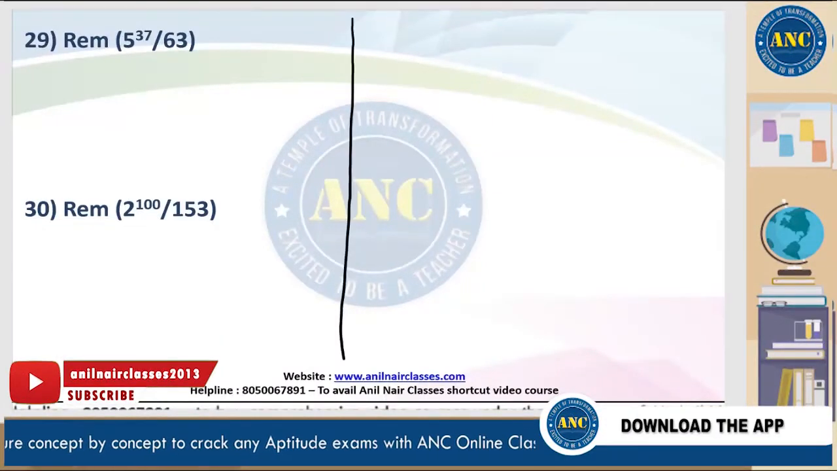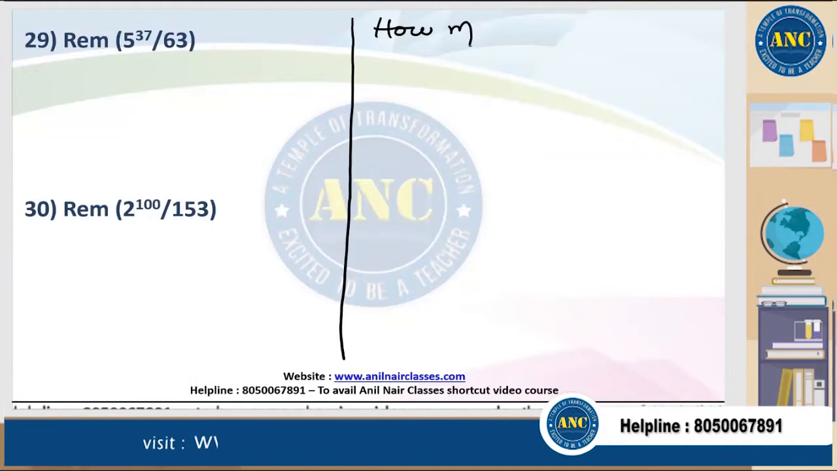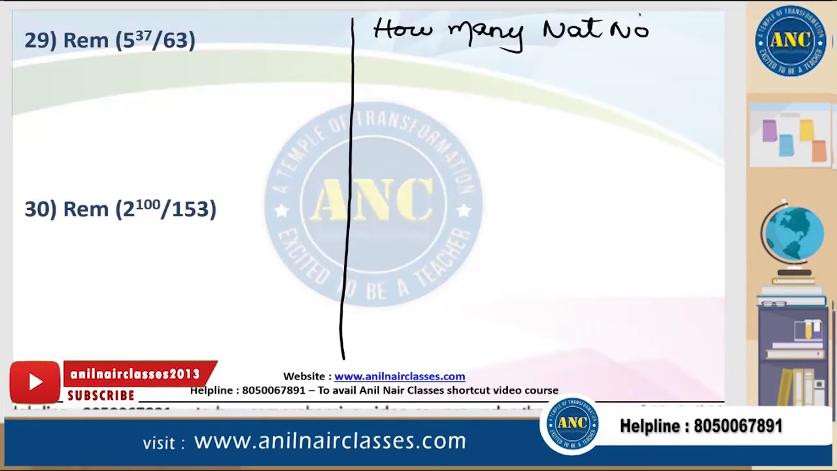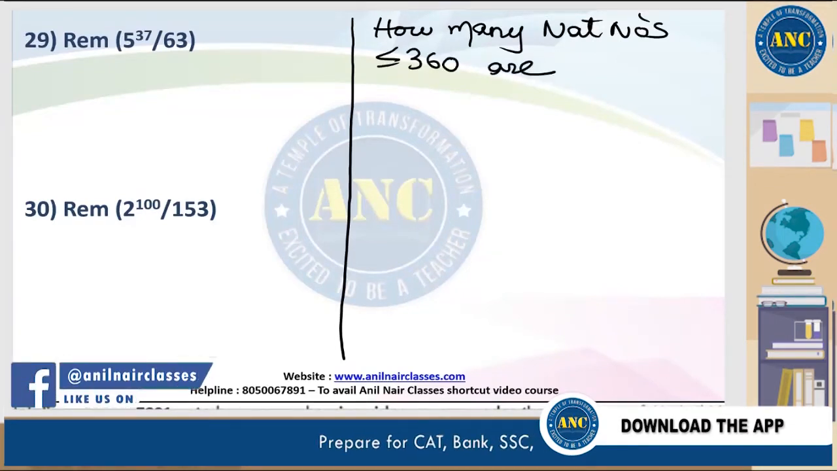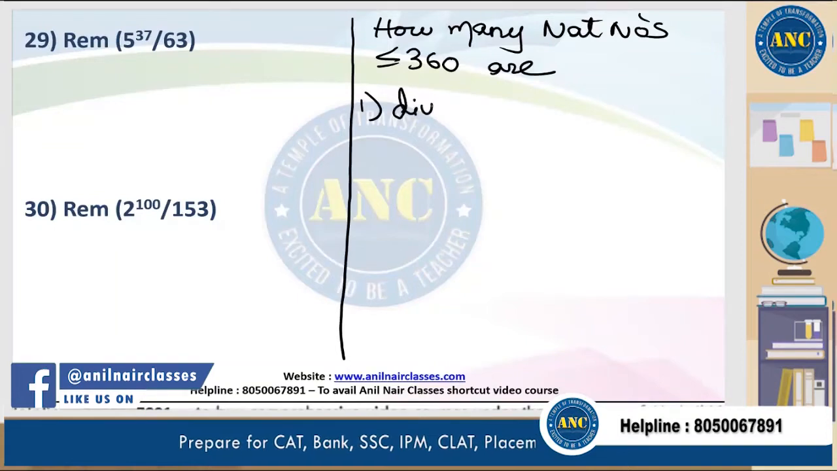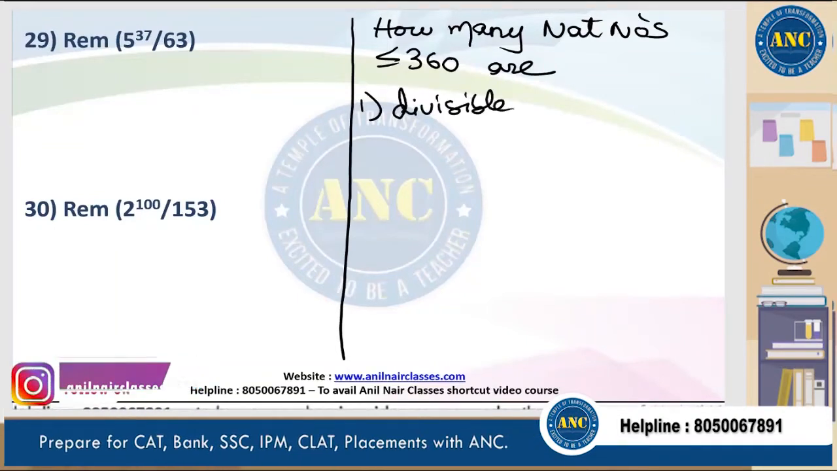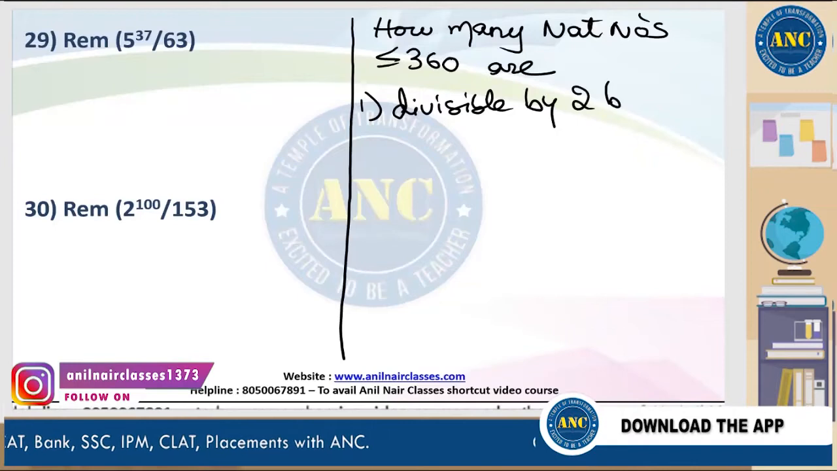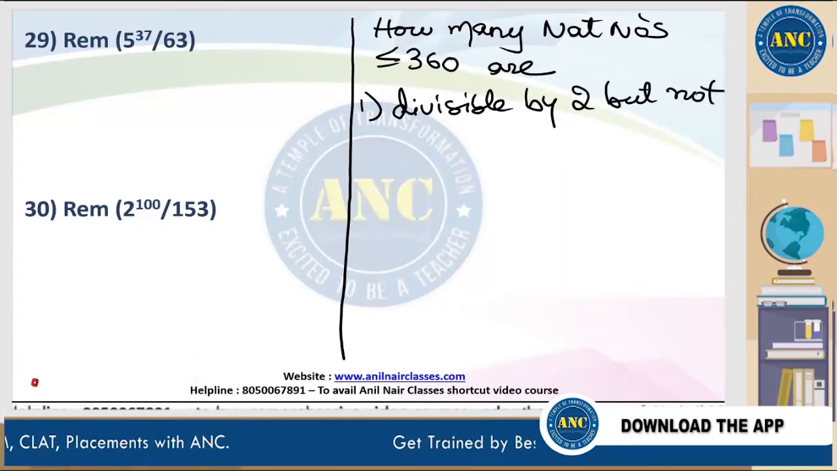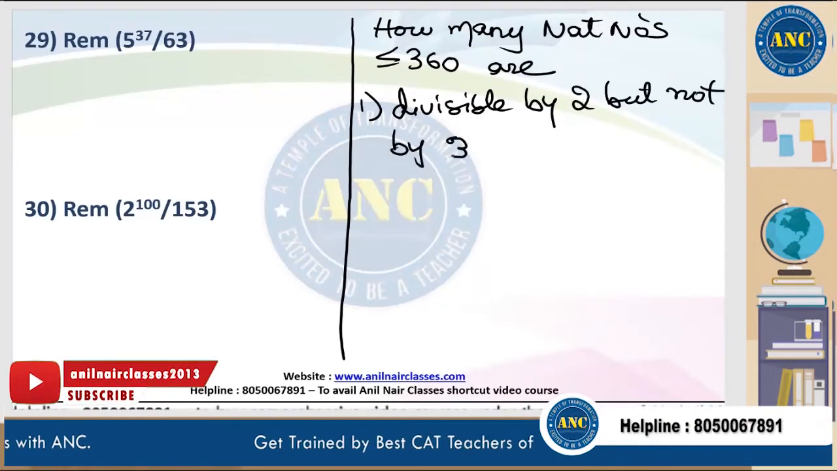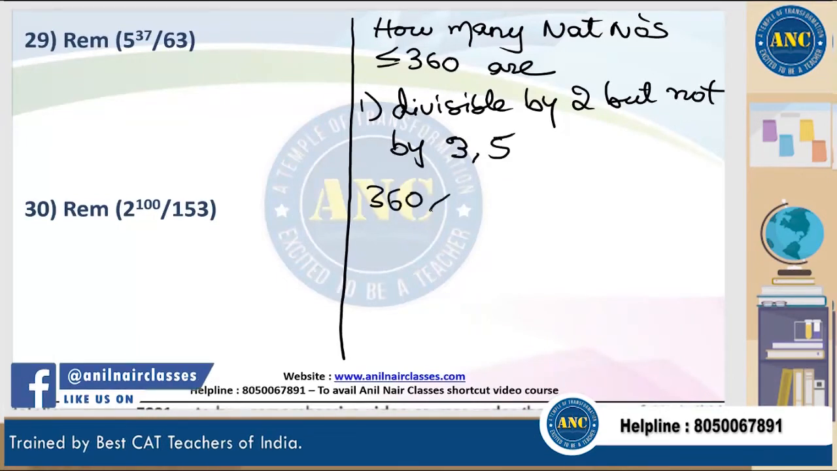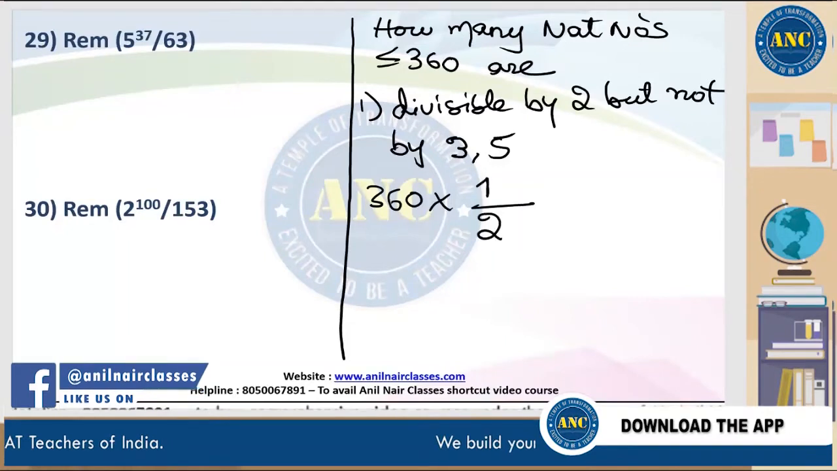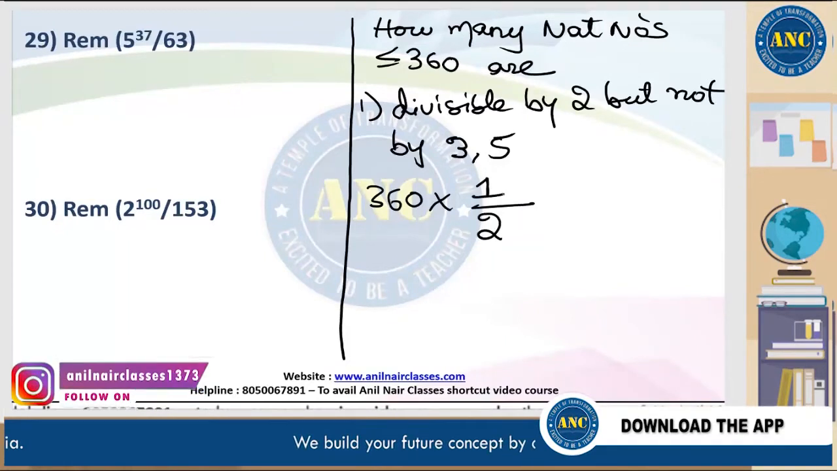One more question. In fact, 2 more we will do so that it will be clear. How many natural numbers less than or equivalent to 360 are, first question, divisible by 2 but not by 3, 5? What will be the answer? Out of 360 numbers, for every two numbers, one number is divisible. Not by 3, 5.